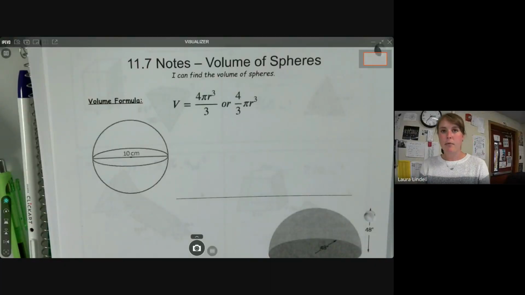Today we are finishing up with 11.7, which is all about volume of a sphere. We just have one new shape we're finding volumes for today. So with that, grab your notes, flip to 11.7, and let's get going.